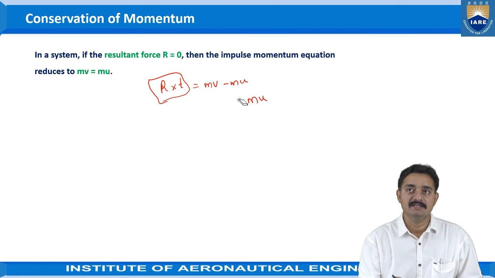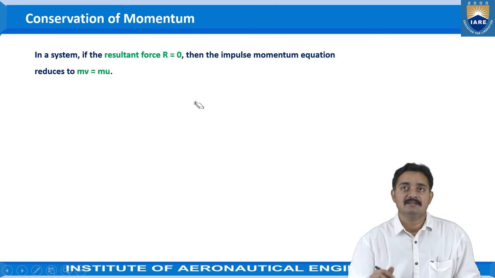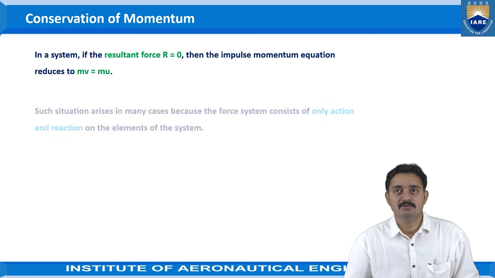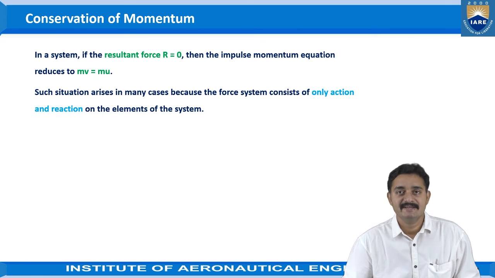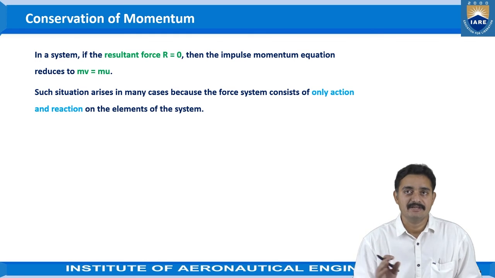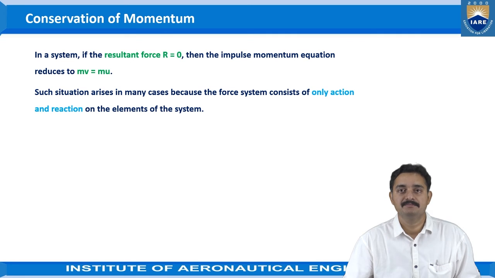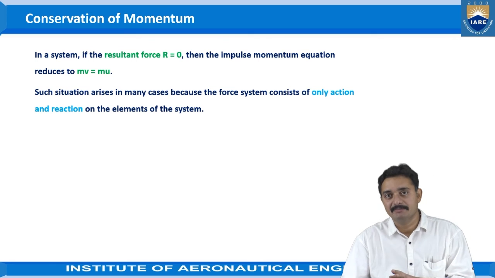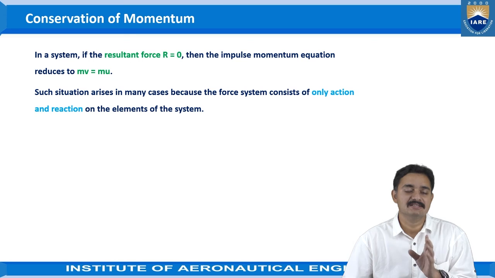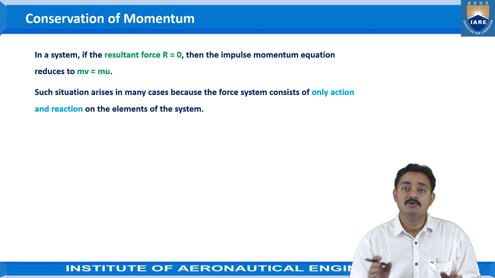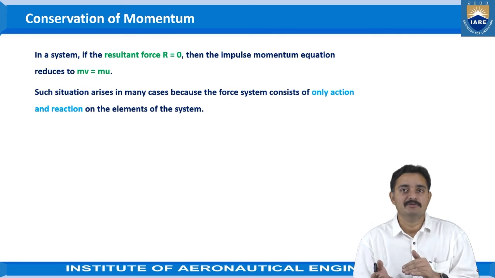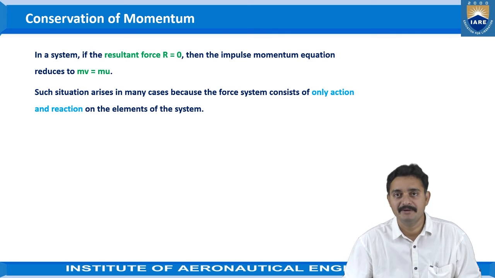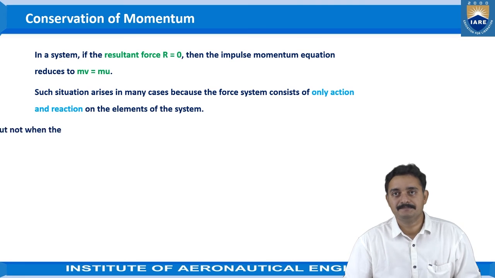So if you consider that the resultant is 0 in a system, then we can say that the final momentum is equal to the initial momentum. Such a situation arises in many cases because the force system consists of only action and reaction on the elements of the system. Because of the application of the force, before the application and after the application are the two conditions or two parts that we can consider. So before the application of the forces and after the application of the forces, what differences happen in the system?